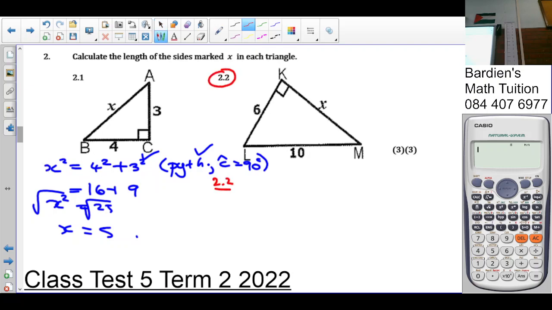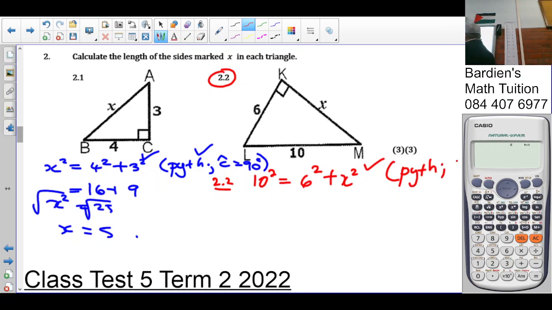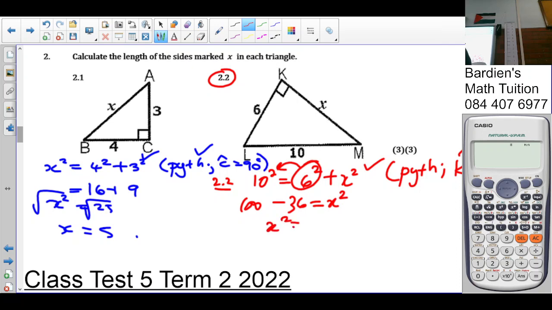2.2. What is your hypotenuse here? 10. 10 squared is equal to 6 squared plus x squared. 1 more mark for the reason: Pythagoras with angle K equals 90 degrees. What is 10 squared? 100. 6 squared? 36. Bring it over. 100 minus 36 equals x squared. So x squared is equal to 64. The square root thereof?